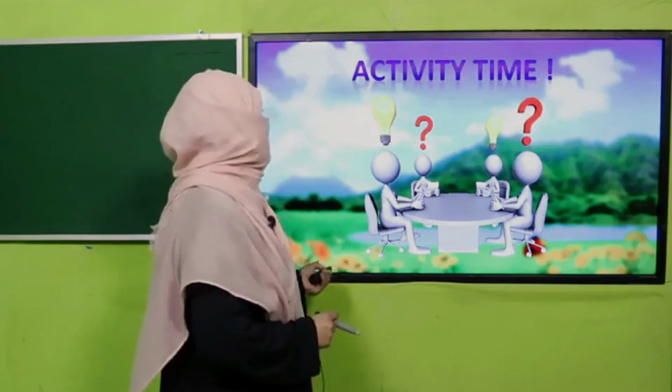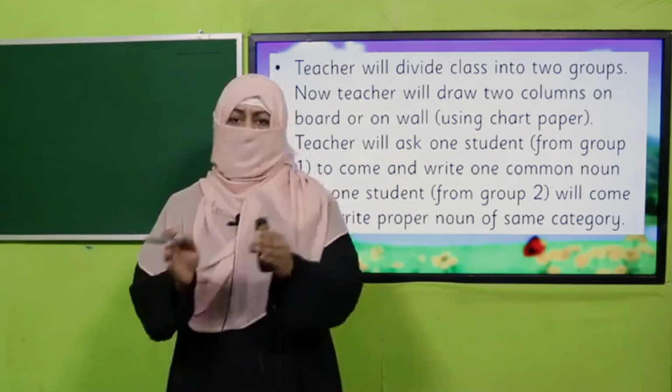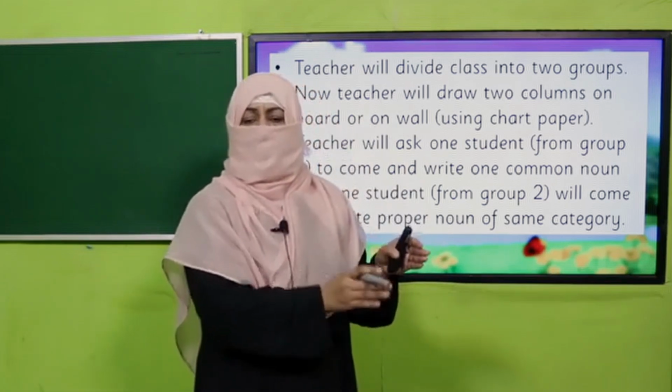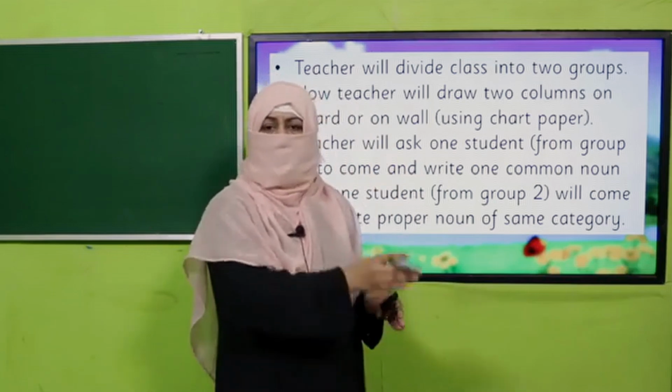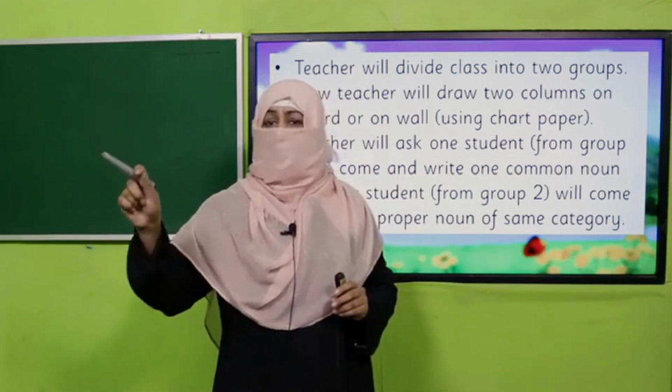So after understanding common and proper nouns, it's time for an activity. What are we supposed to do? The teacher will divide the class into two groups, Group 1 and Group 2. Now the teacher will make two columns on the board. One will be for common nouns, the second for proper nouns. The teacher will call a student from Group 1 first.